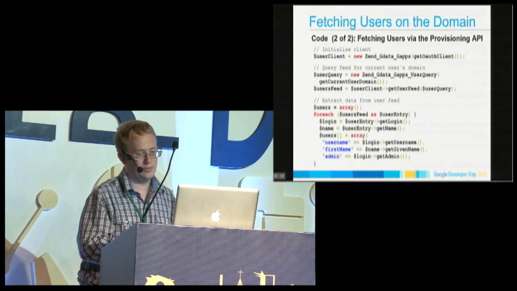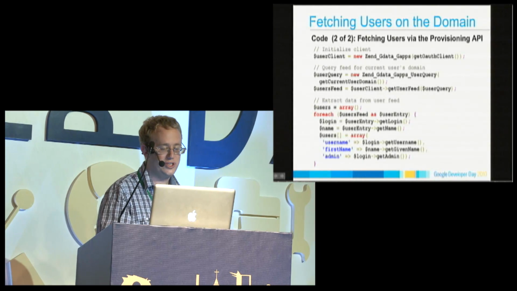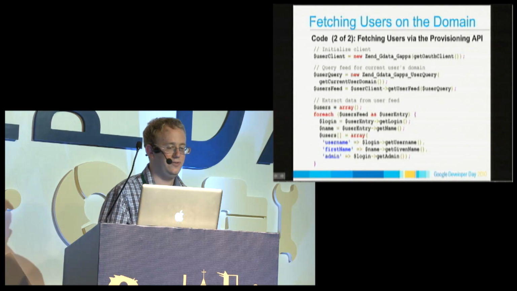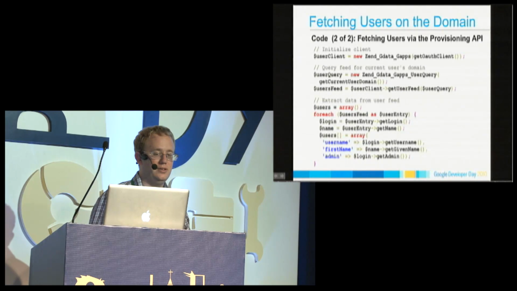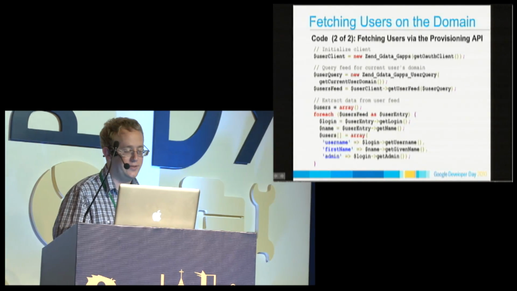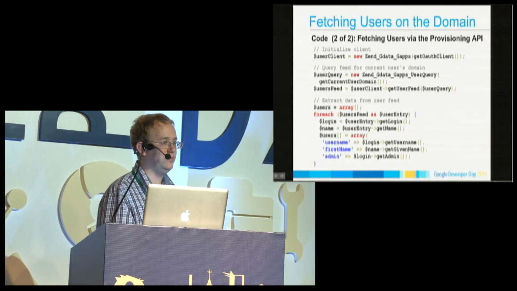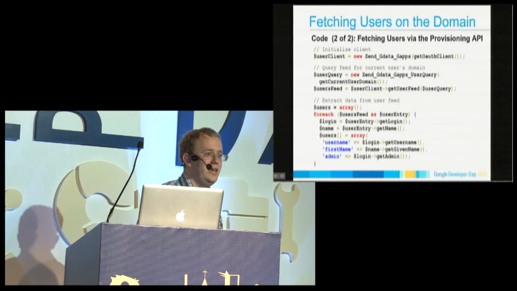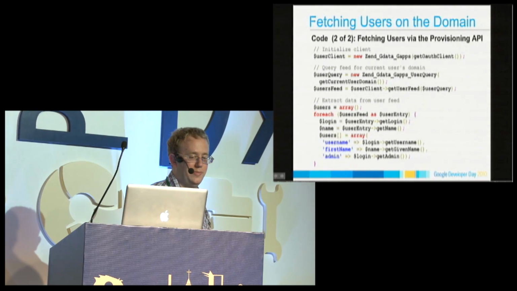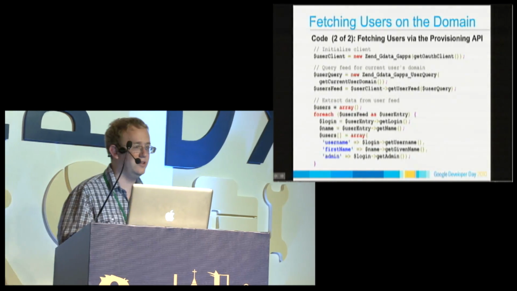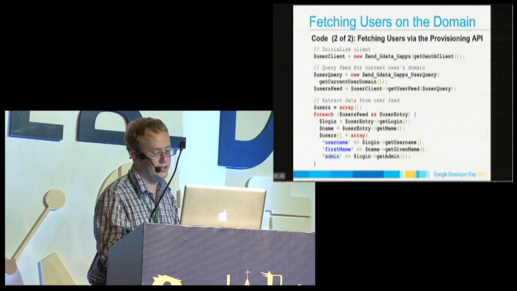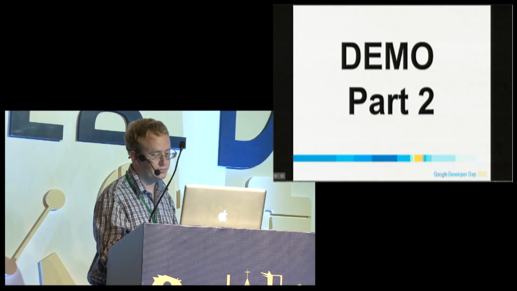So the OAuth part isn't what we're really here to talk about. What we're here to talk about is the provisioning API and how you get the users on the domain. As you can see, it's a fairly simple process. Basically, you pass that OAuth client, you create a few objects, you retrieve a feed from Google that is authorized by OAuth, and that has a list of all the users in the domain. You can then build up an array of those users and pass that over to whatever's rendering your web page, if that's how you're using them.